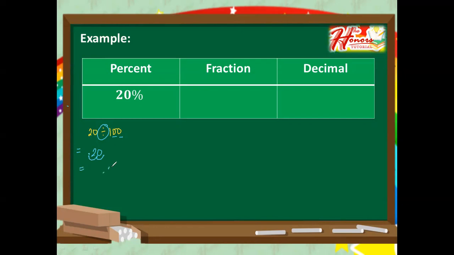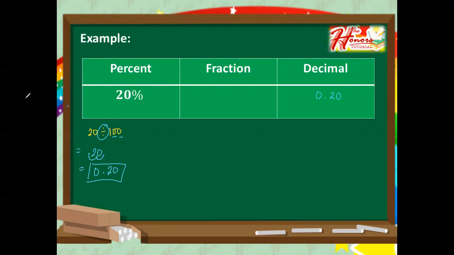So we have here 0.20, but in order for us to write it correctly or properly, we will add 0 here. So the decimal point of this is 0.20. And then we will write it here, 0.20. Or 20 hundredths.